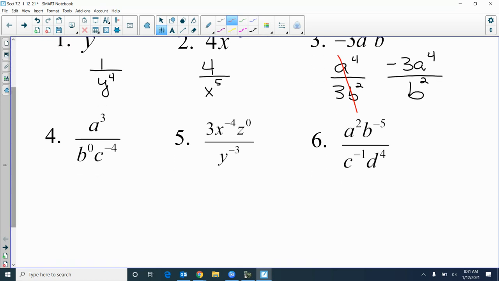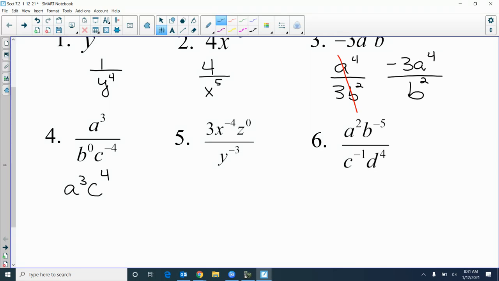Number 4. Sam. A cubed c to the 4th. A to the 3rd power. Yeah. C to the, yeah, we're not droids. B to the 0, where'd it go? Okay, good. So that would be your answer, exactly like that.